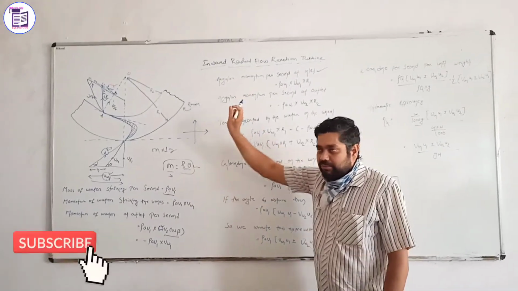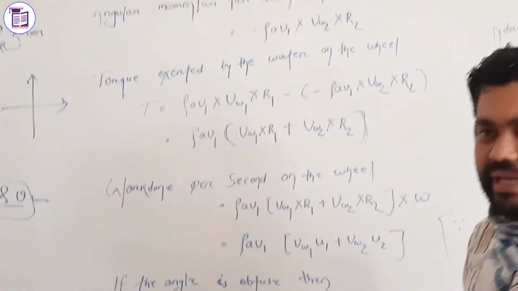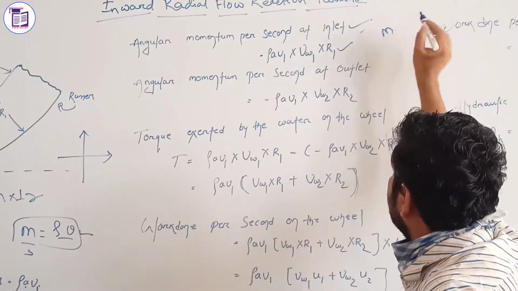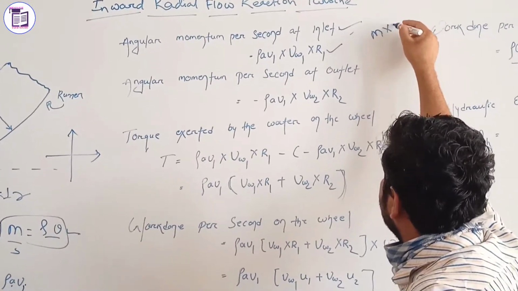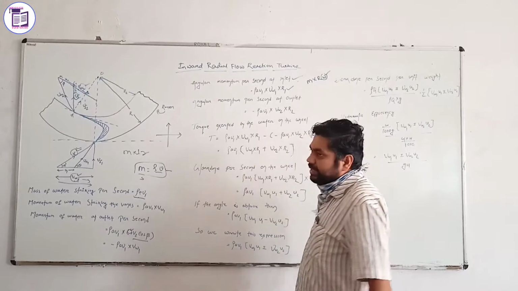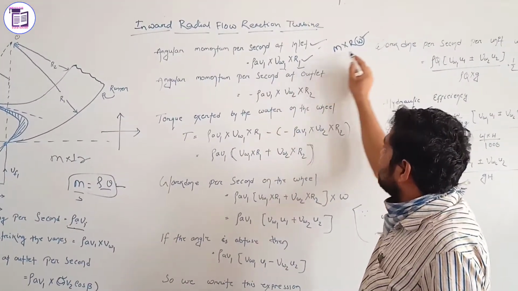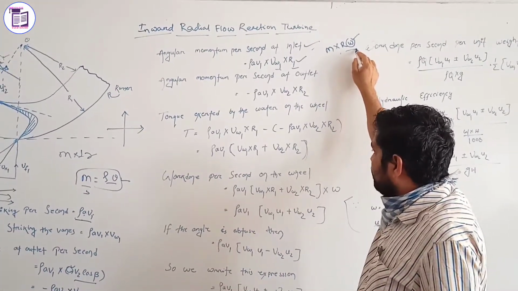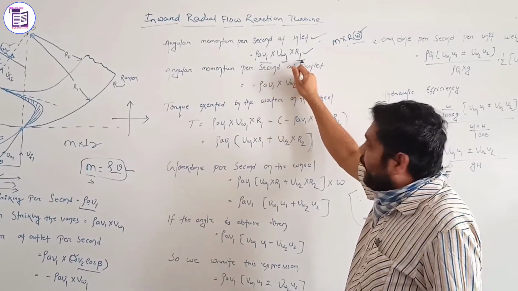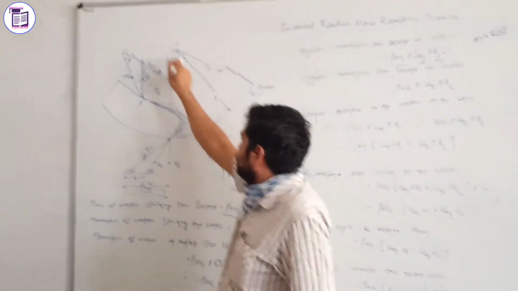So using the angular momentum formula, what does it use? Angular momentum is the momentum of water striking into R1, the radius. That is considered as the angular momentum. So here VW1 and R1 are considered. Using this, you can write rho A V1 VW1 R1. R1 is your radial distance, from 0 to R.